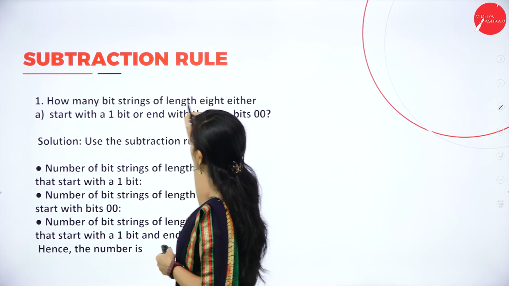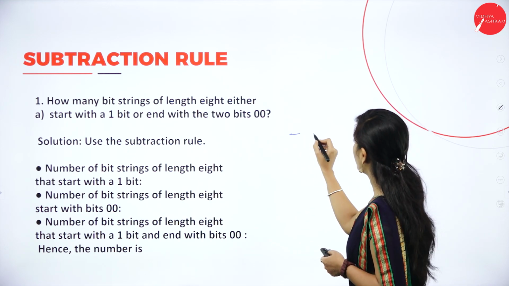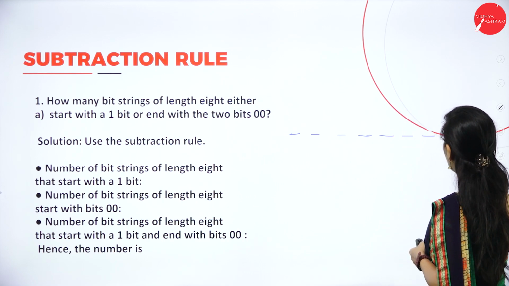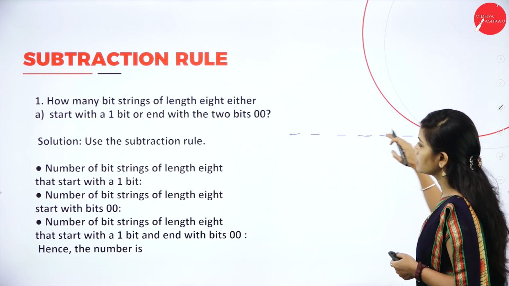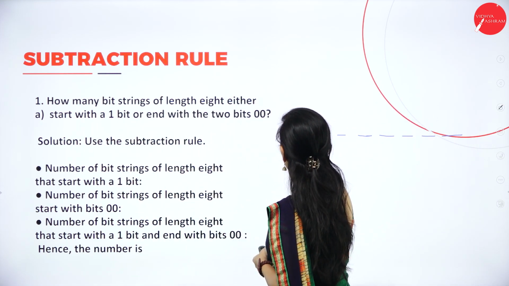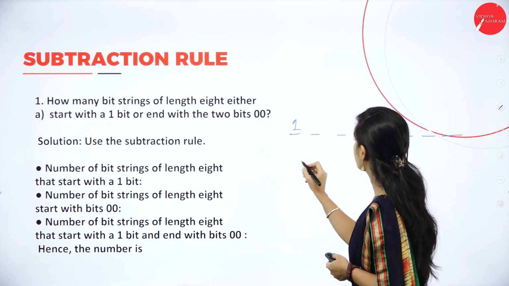How many bit strings of length 8? Bit strings of length 8: 1, 2, 3, 4, 5, 6, 7, 8. How many bit strings of length 8 either start with 1 bit or end with 2 bits?